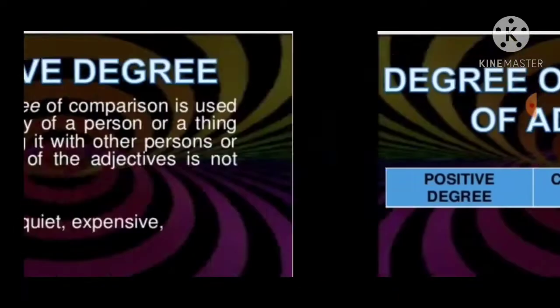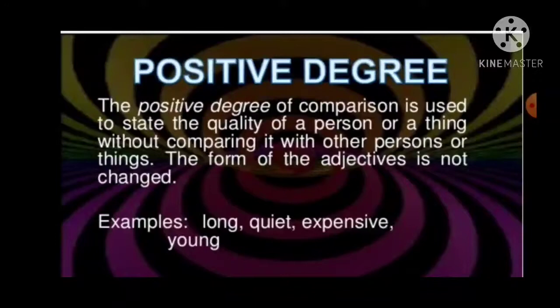Let us proceed. What is positive degree? The positive degree of comparison is used to state the quality of a person or a thing without comparing it with other persons or things. No comparison is made. Something is just conveyed or told about an object or a person or a thing. The form of the adjectives is not changed. The original adjective will be used as it is. Examples: long, quiet, expansive, young. These are the adjectives to be used in positive degree.